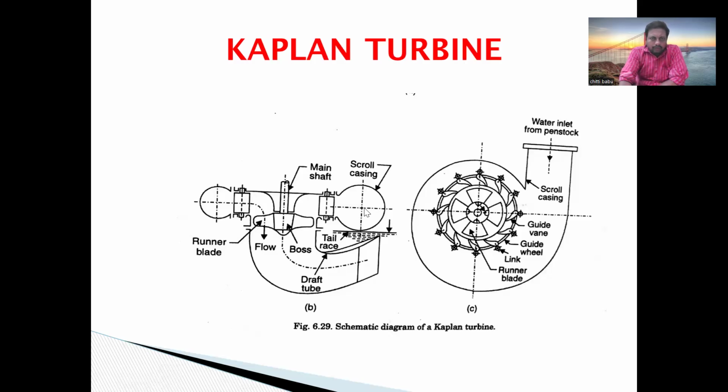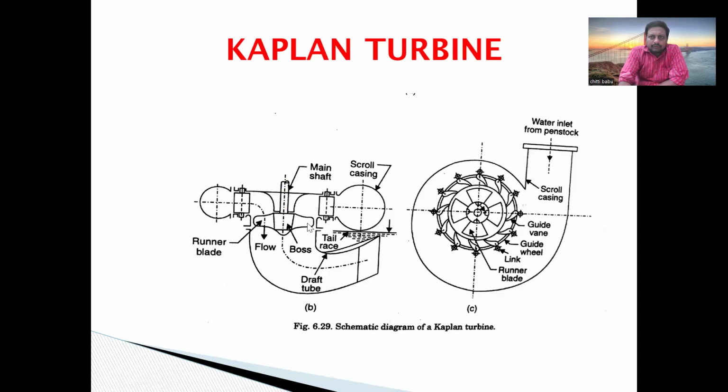The flow will be along the axis of the shaft. So this is the turbine shaft, and this is about axial flow along the axis of the turbine. The direction of flow through the runner is axial. So axial flow will be taking place along the axis. So here we have guide vanes.